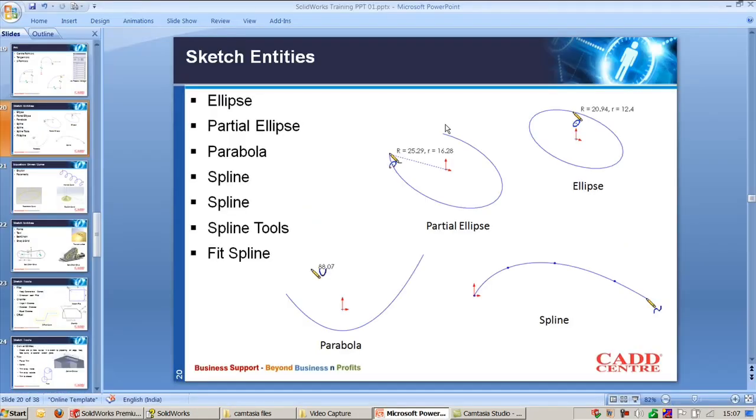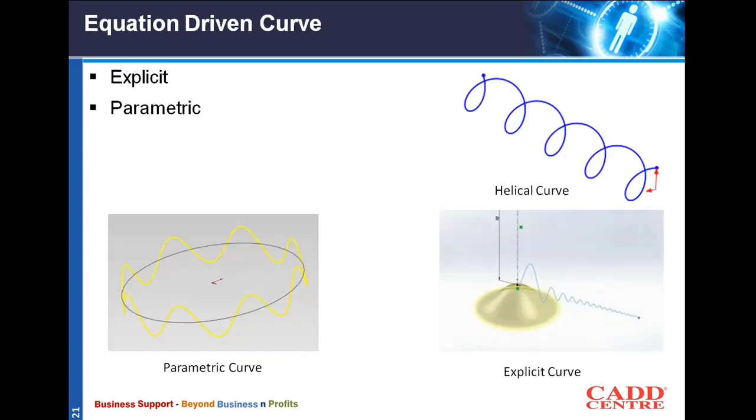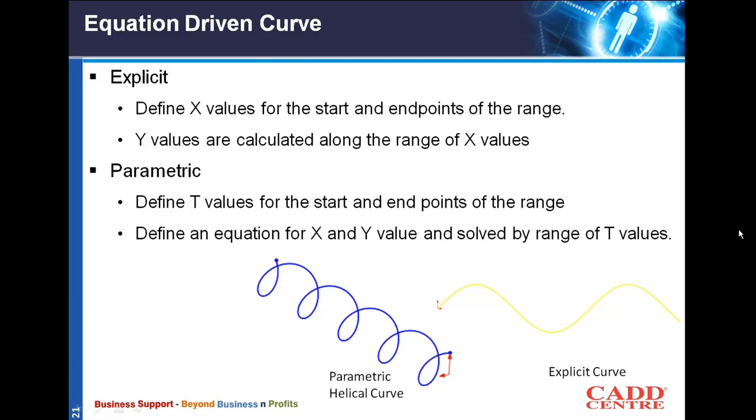Now let's look into the next topic, that is equation driven curve. An equation driven curve in SolidWorks has 2 types. One is explicit and the next is parametric. Explicit will allow us to create a 2D driven curve, and parametric will allow us to create a 3D driven curve.